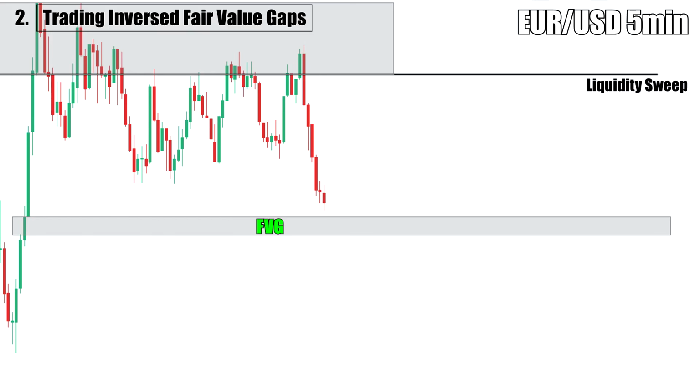What I'm looking for here is a violated bullish FVG, meaning price failed to respect the gap and broke right through it. This transforms the FVG into an inversed fair value gap, now likely to act as resistance instead of support. And that's exactly what happens.